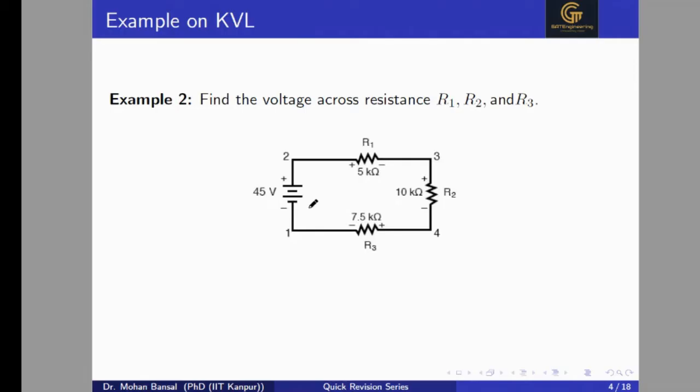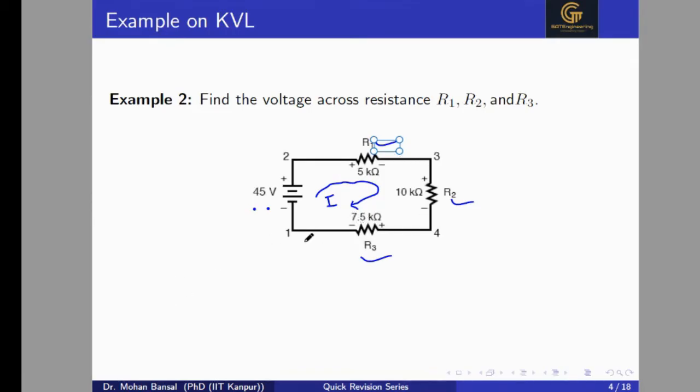Now we will find the voltage across the resistor R1, the voltage across the resistor R2, and the voltage across the resistor R3 in this question, when the applied voltage is 45 volts, and we will have to use KVL in this circuit. We can consider the current in this circuit as I, and the current I will be the same in all these three resistors.